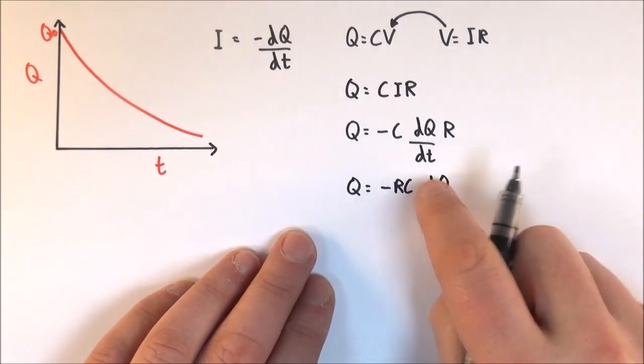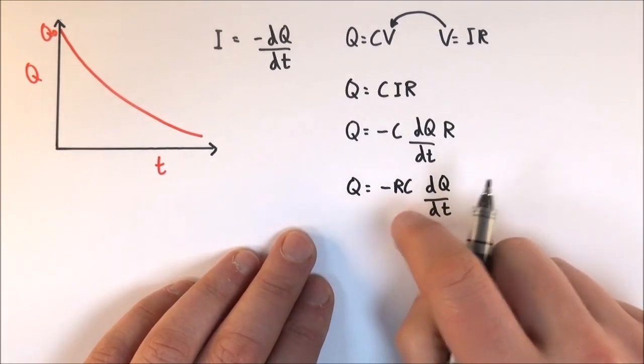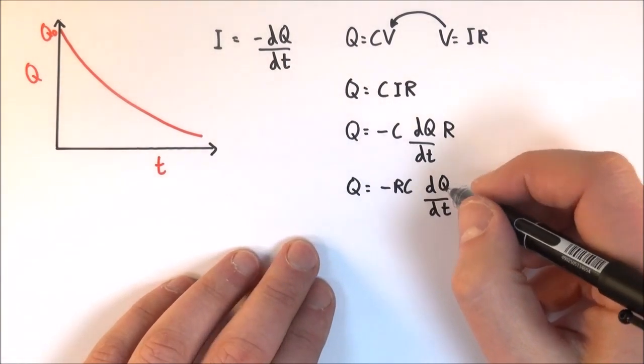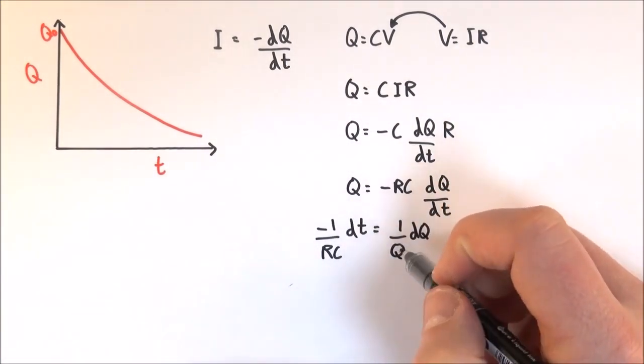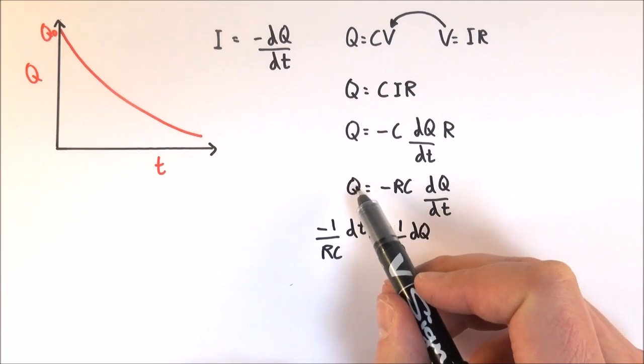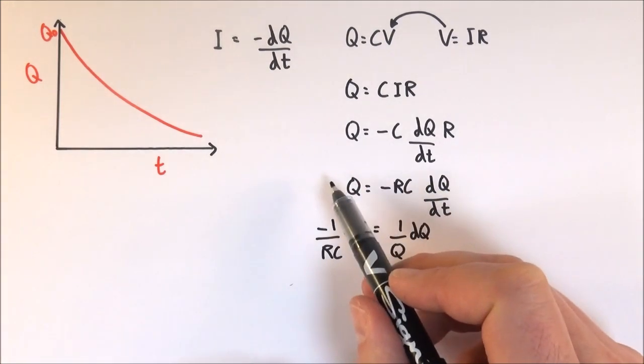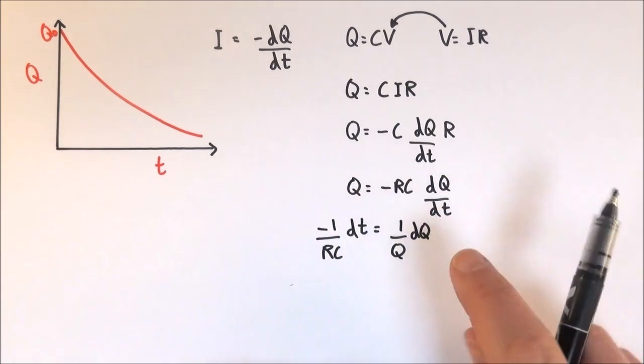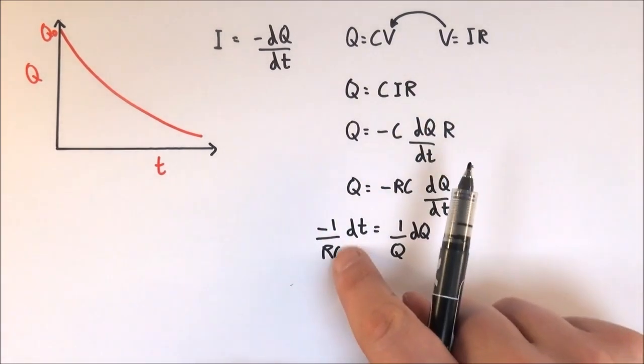I'm going to bring all of the Q terms together, and if I do that, just bear with me, we get something like this. Effectively, I've said that 1 over Q dq equals minus 1 over RC dt: I've taken minus RC over to this side and taken the dt up here, so hopefully you can work that through. But this is what we get.